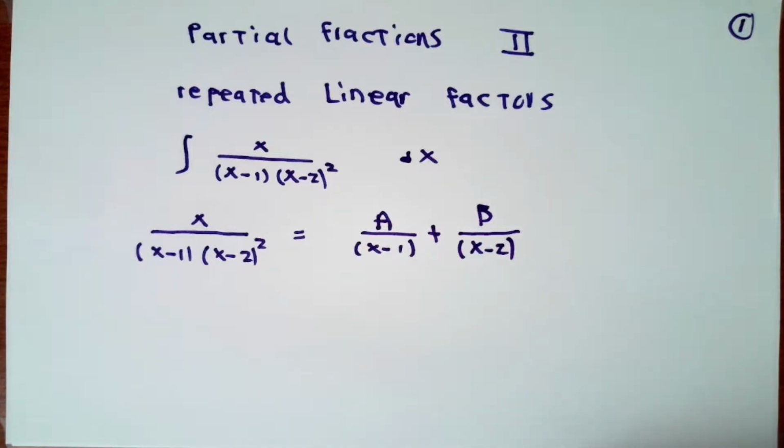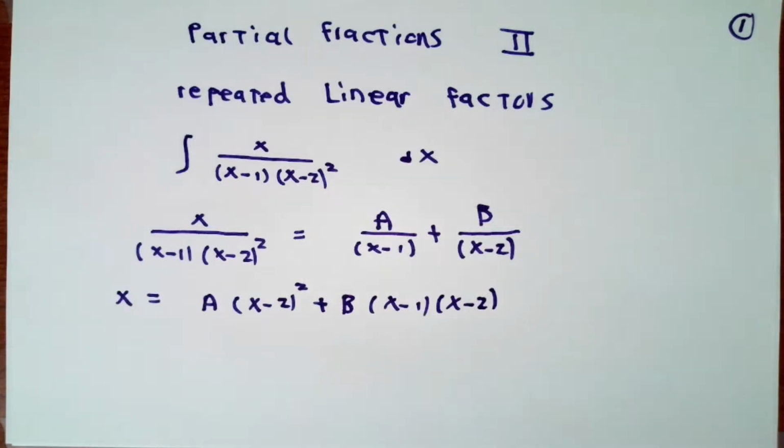For example, x over the quantity x minus 1 times x minus 2 quantity squared. If you try the kind of decomposition that we've tried before, A over x minus 1 plus B over x minus 2, it turns out to be impossible. Clear the fraction in the usual way. I have two special numbers, x equals 1 and x equals 2, and there's going to be a problem here.